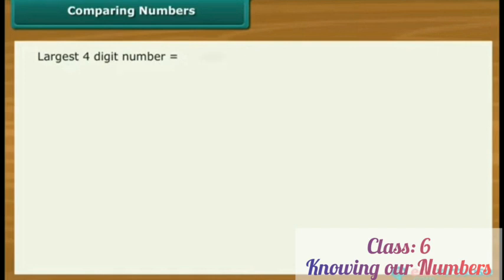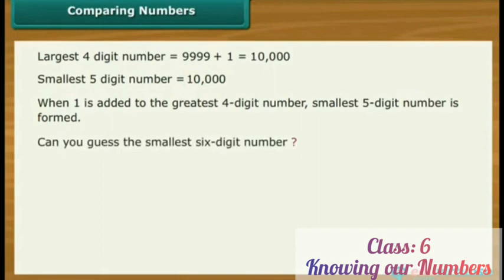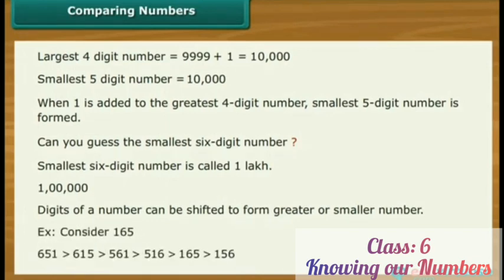Largest four-digit number: 9,999. What should be added to this number to make the smallest five-digit number? The answer is we need to add 1. Let us find out. On adding 1 to 9,999 we get 10,000, which is the smallest 5-digit number. Can you guess the smallest 6-digit number? The smallest 6-digit number is called lakh. Digits of a number can be shifted to form a greater or smaller number.